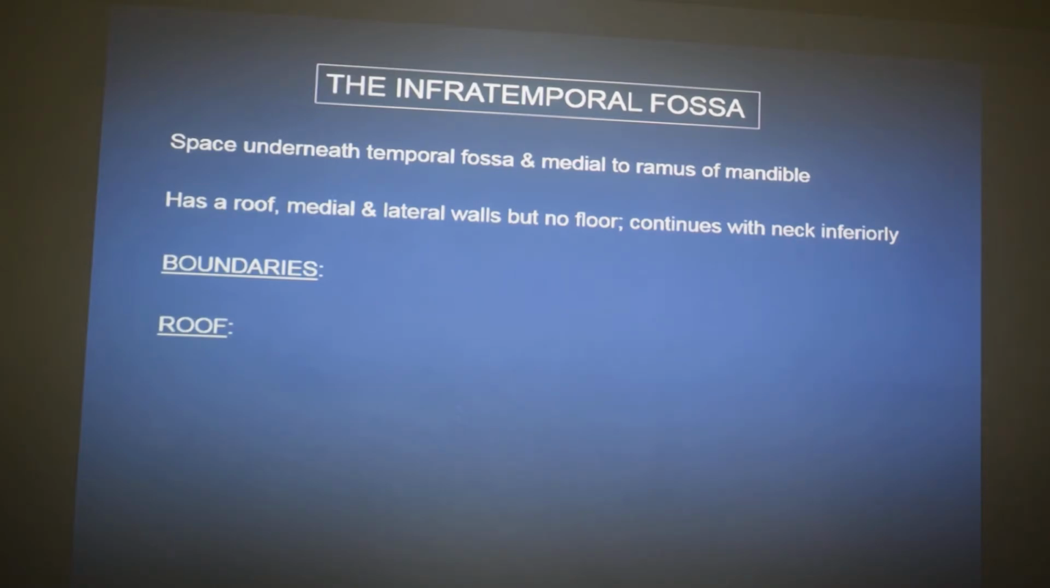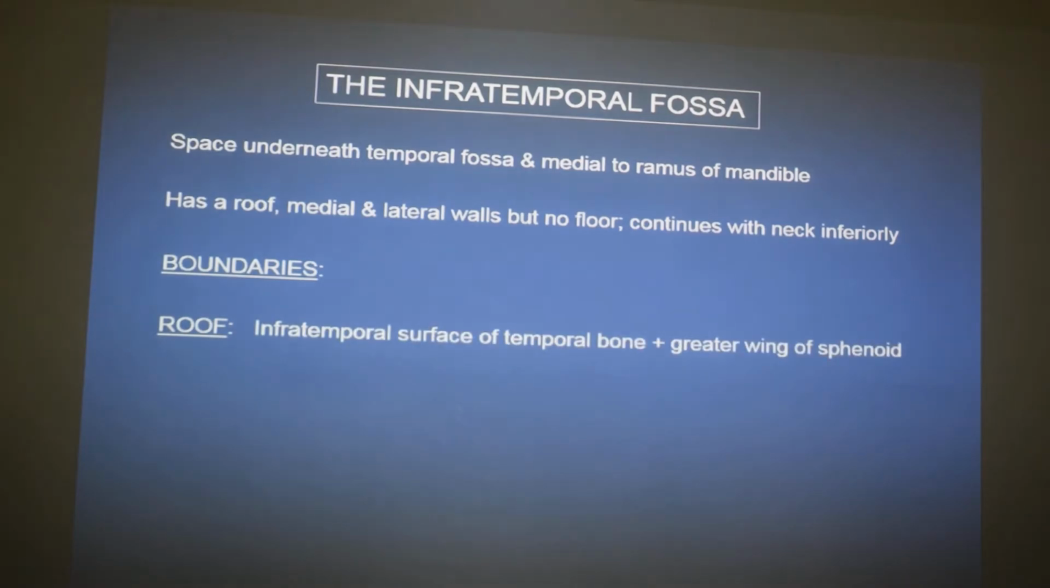The roof of the infratemporal fossa is formed by the infratemporal surface of the temporal bone and the greater wing of sphenoid. So these are the two bones which are going to form the roof of the infratemporal fossa. And in the roof of the infratemporal fossa, there are two important foramina. One is called the foramen ovale, and this foramen ovale is going to transmit 4 structures: mandibular division of trigeminal, accessory middle meningeal artery, lesser petrosal nerve, and emissary veins.